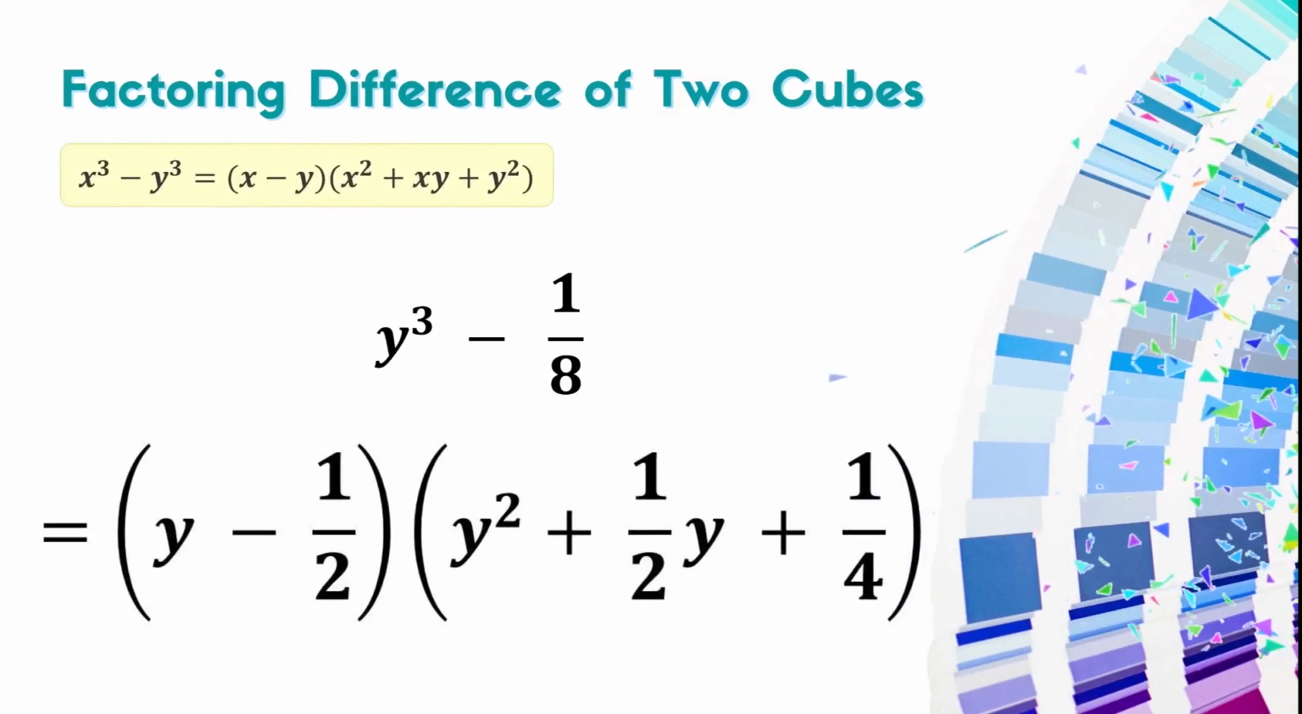The correct factored form of y cubed minus 1 over 8 is the quantity y minus 1/2 times the quantity y squared plus 1/2 y plus 1/4.